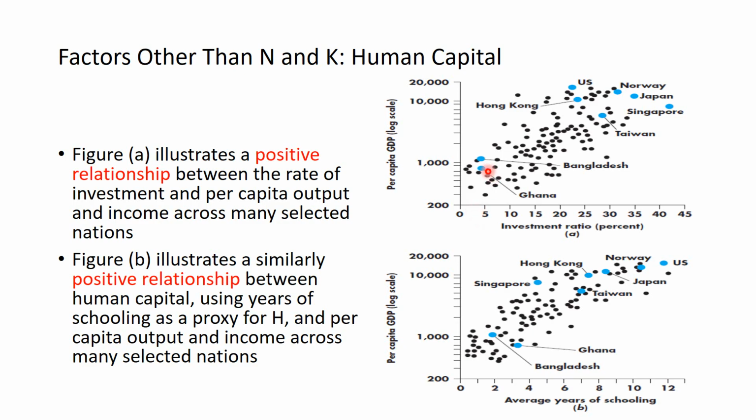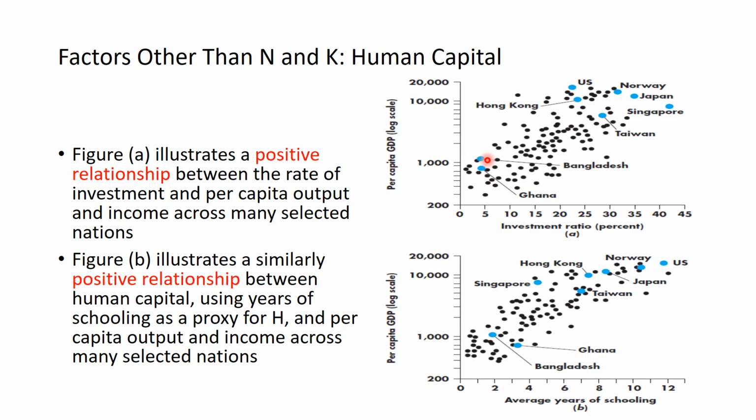So Ghana, remember Ghana was one of the countries that we spoke about in the previous video, and Ghana had a very low per capita output. And Ghana's per capita output is really low, and its investment ratio is very low.